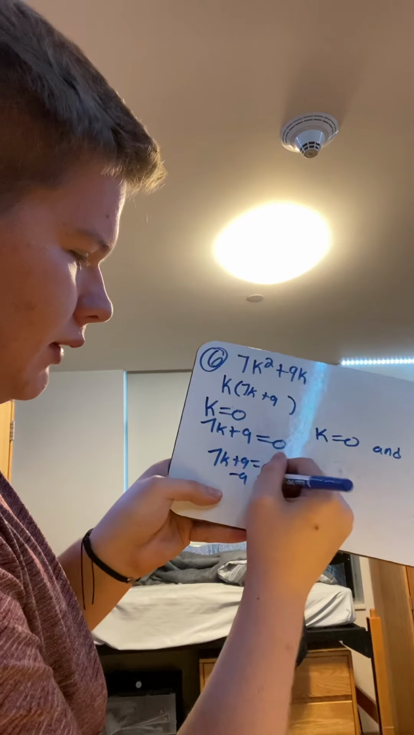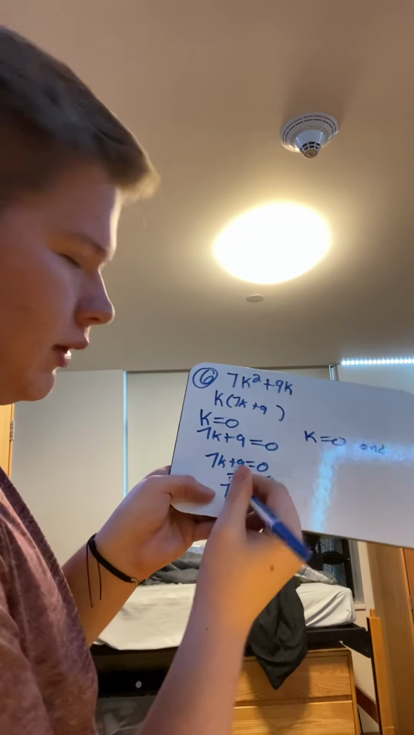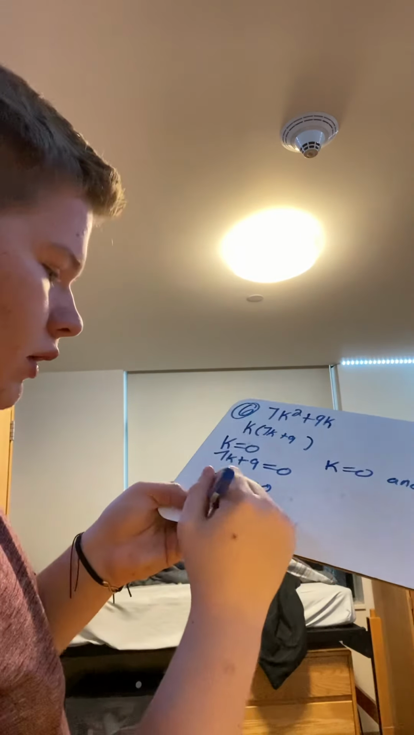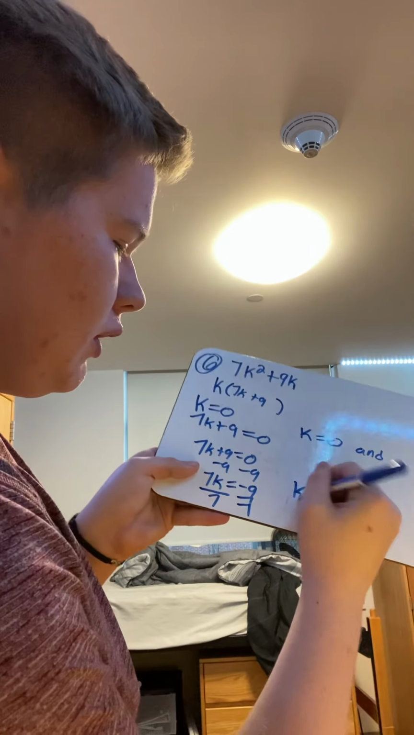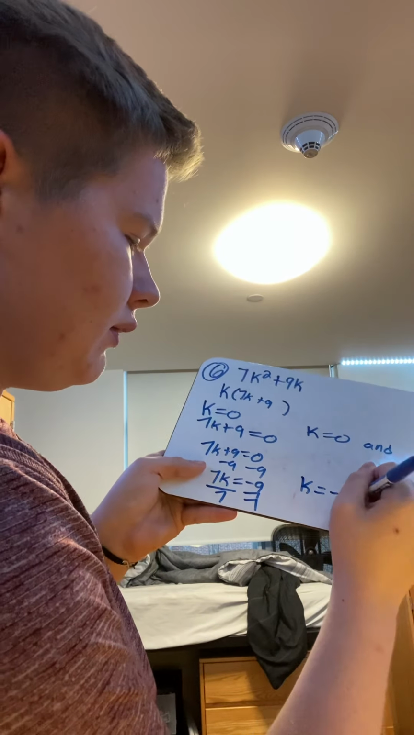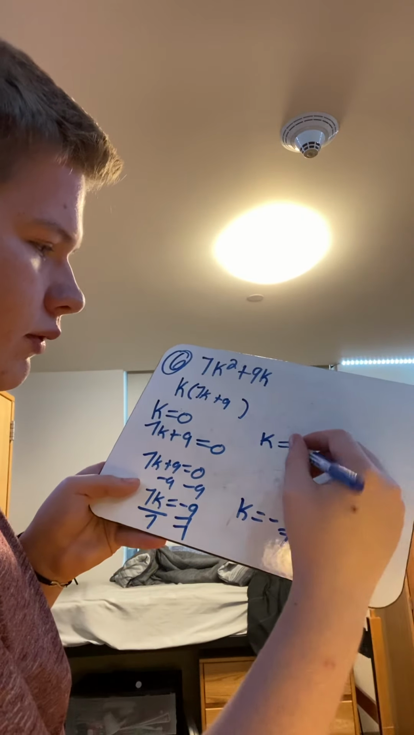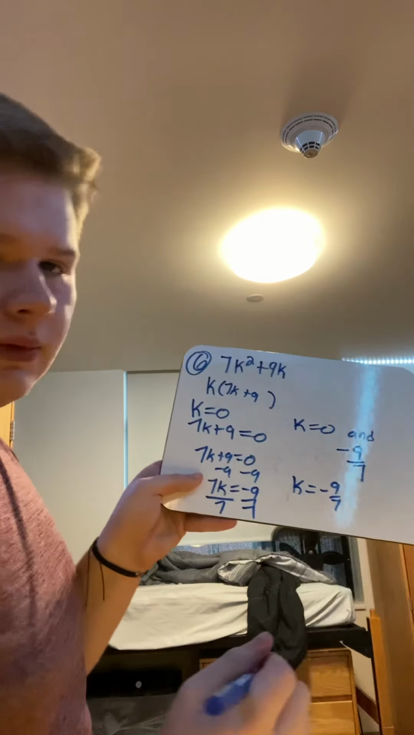You subtract 9 from both sides, so you have 7k equals negative 9, because you want to get the variable by itself. Always want to get the variable by itself. You divide by 7, and you have k equals negative 9 sevenths. So where it's 0 is k equals 0 and negative 9 sevenths.